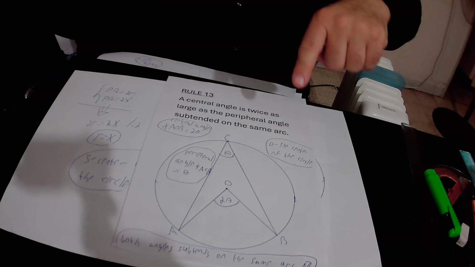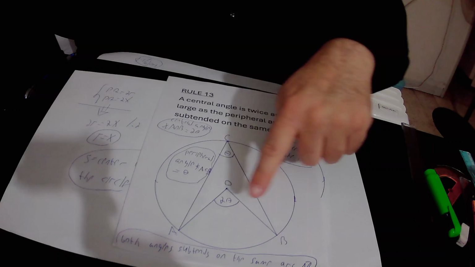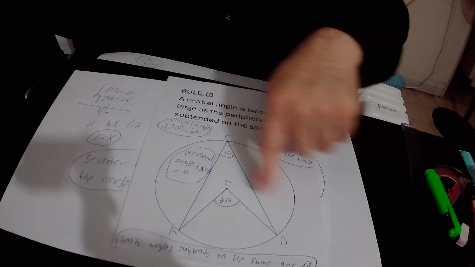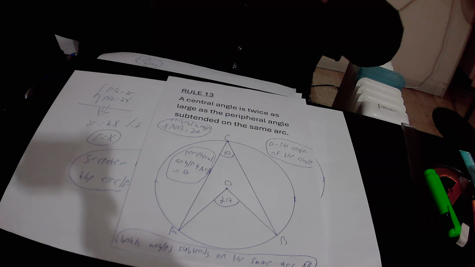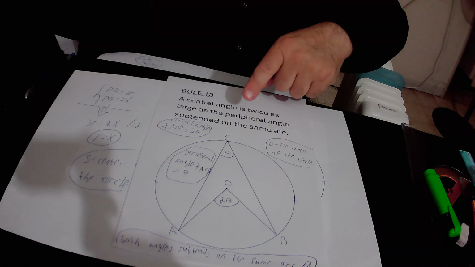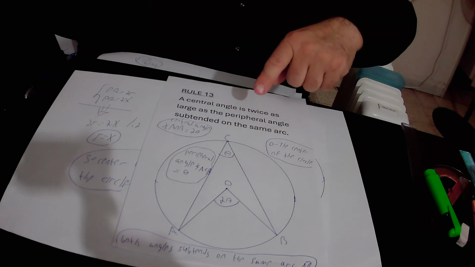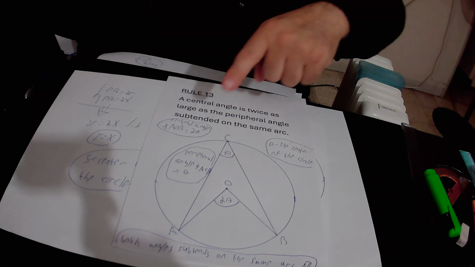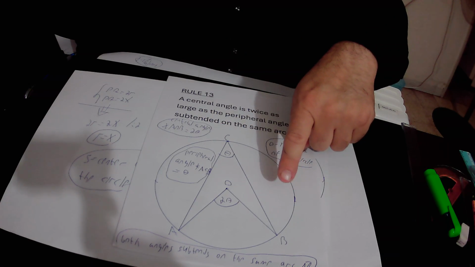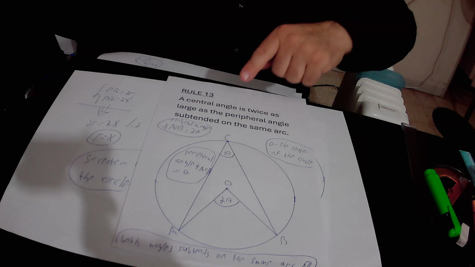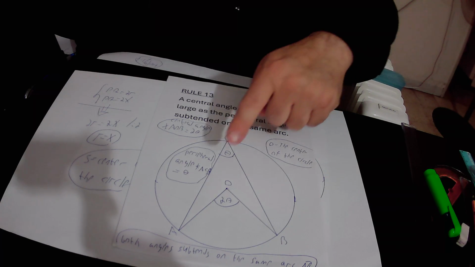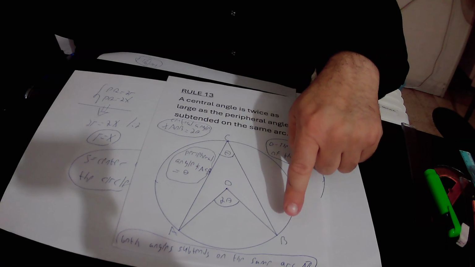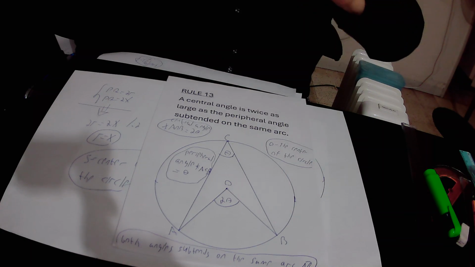And we also have central angle AOB. This central angle AOB is subtended on the same arc, arc AB. So according to this rule, the central angle AOB is twice as large as the peripheral angle ACB that is subtended on the same arc. That is to say, if peripheral angle ACB equals theta, then the central angle AOB that is subtended on the same arc, arc AB, must be equal to 2 theta.